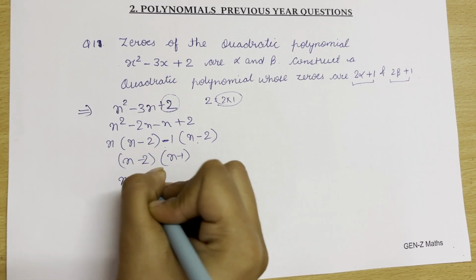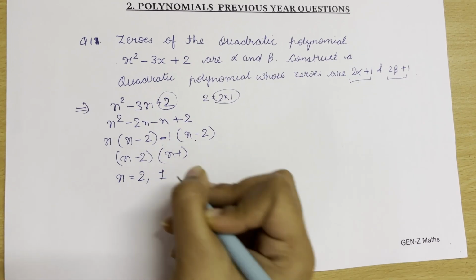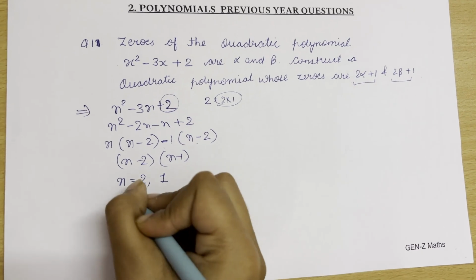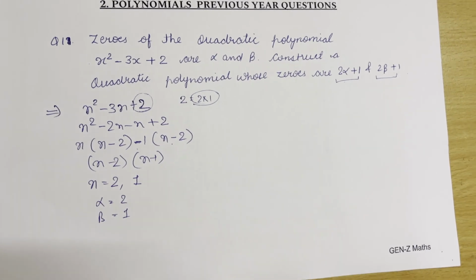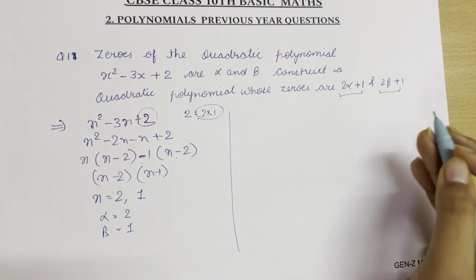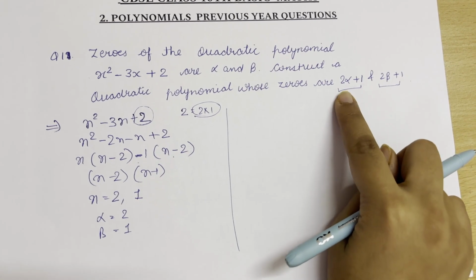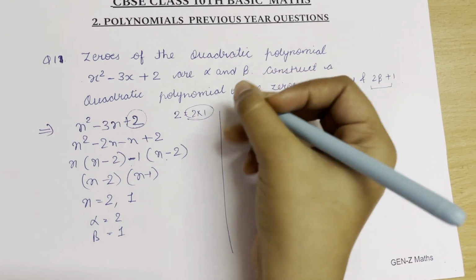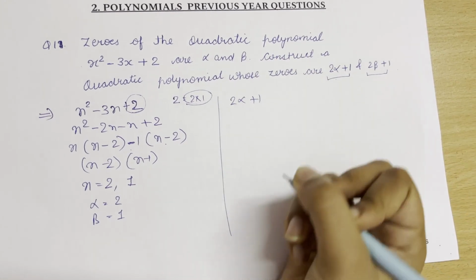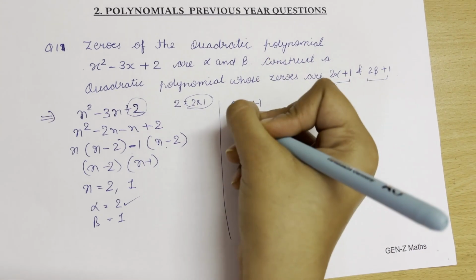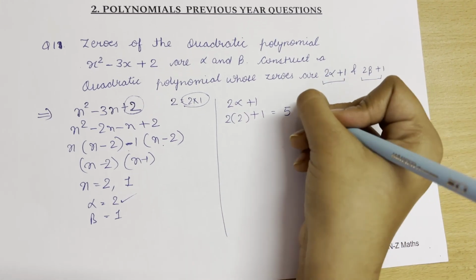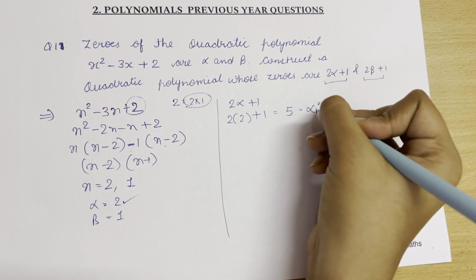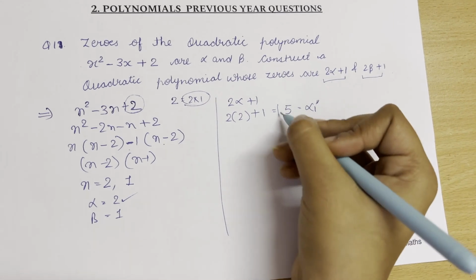So from this I got the value of the two zeros as 2 and 1. I'll take alpha as 2 and beta as 1. Now the second step is I'll find the value of 2 alpha plus 1 and 2 beta plus 1. So 2 alpha plus 1, and what is the value of alpha? The value of alpha is 2. 2 into 2 plus 1 is equal to 5. So I write alpha dash equals 5.